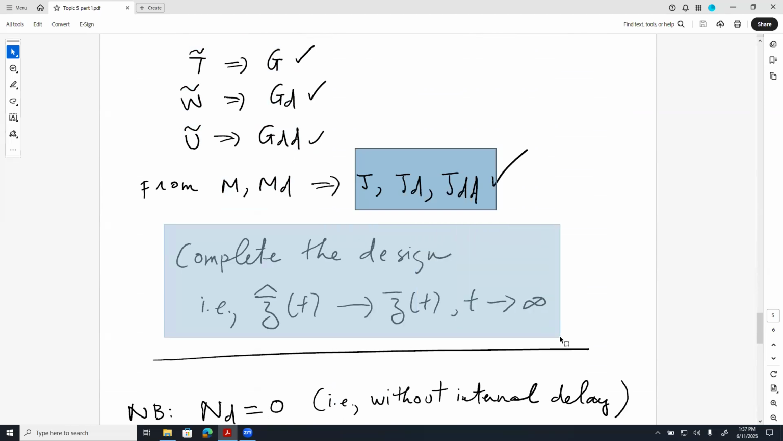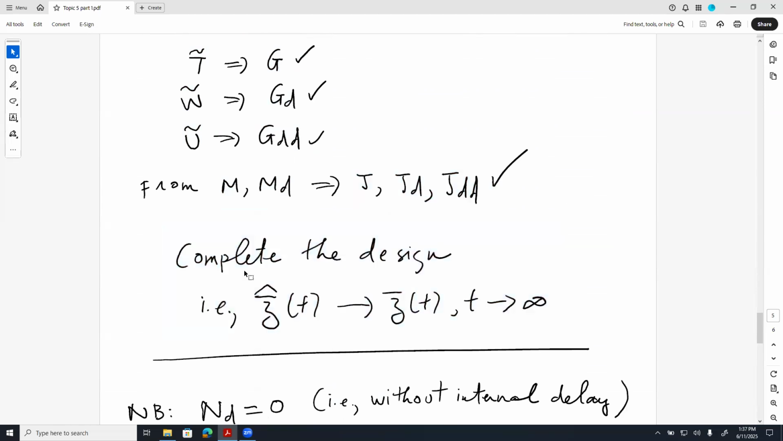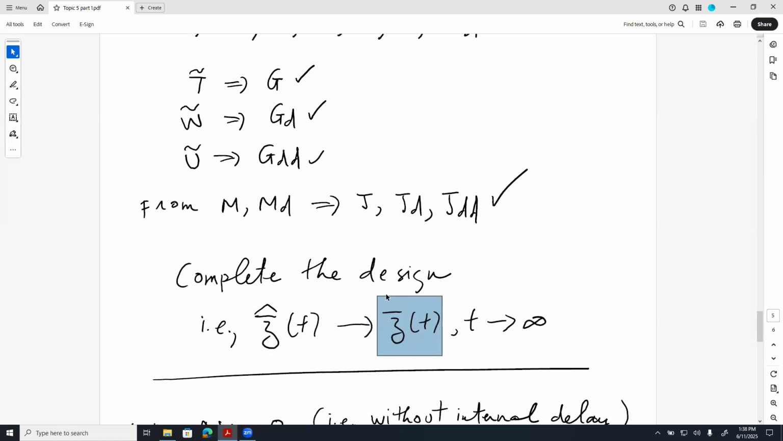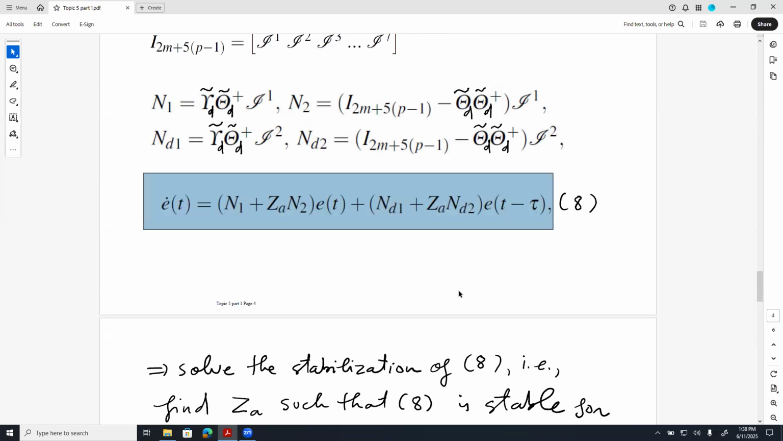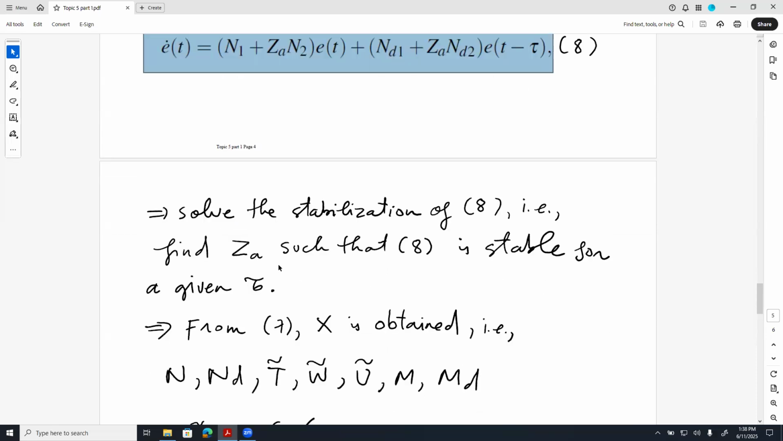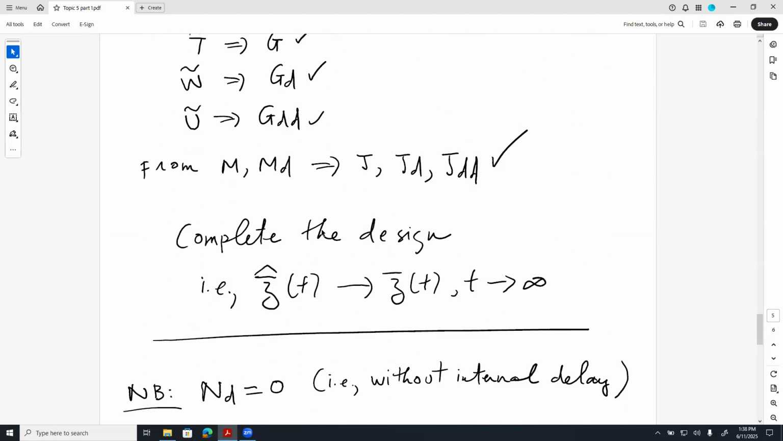We complete it completely. That means that we will ensure that the estimation of this generalized functional is asymptotically converging to the true generalized functional. And of course, the rate of convergence all depends on the exponential stability of the time delay system. And that completes the design.